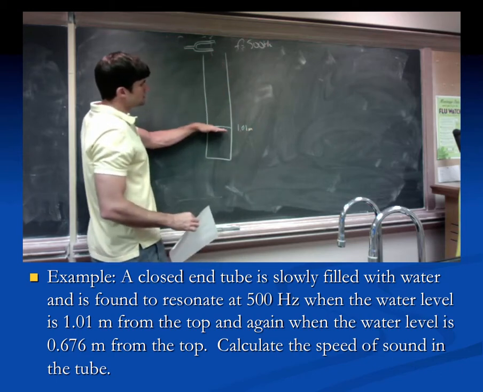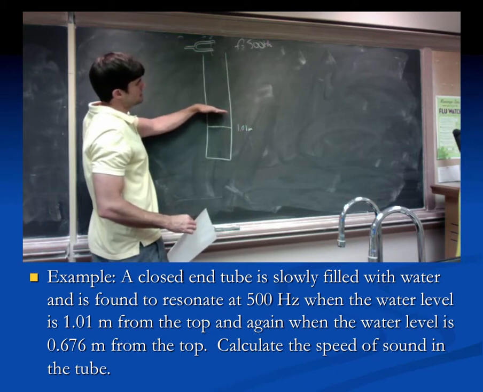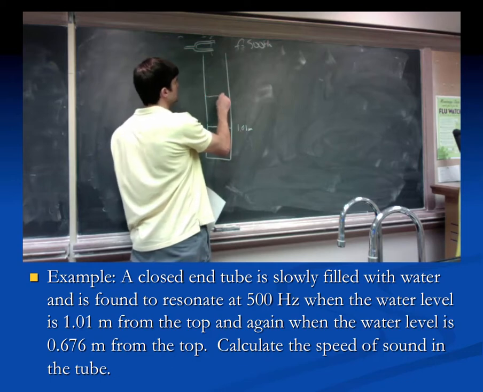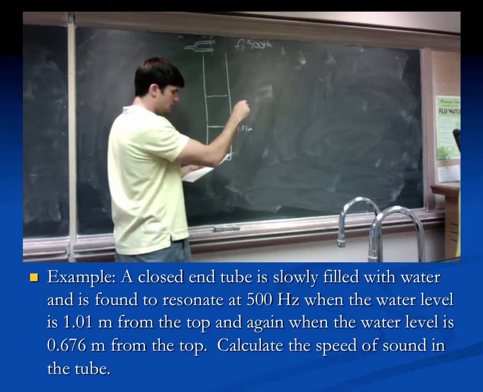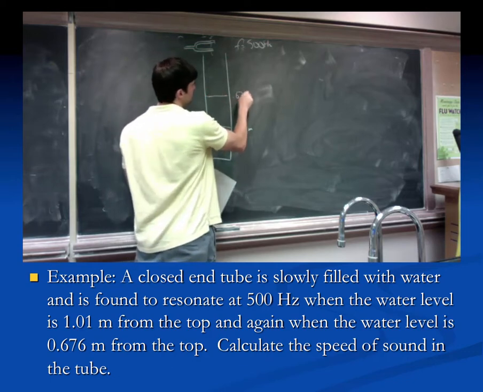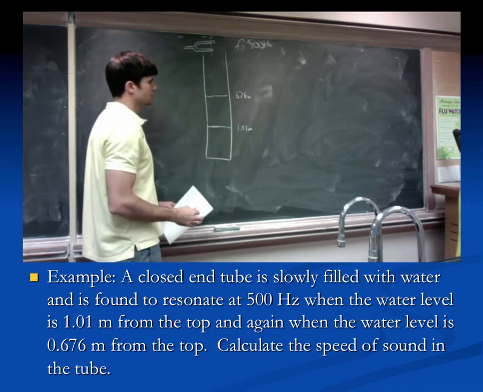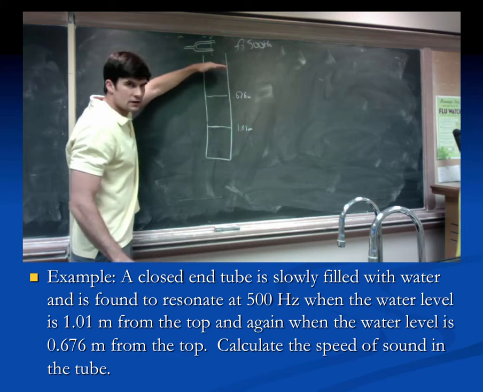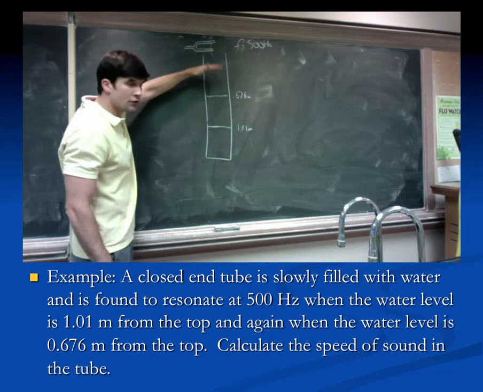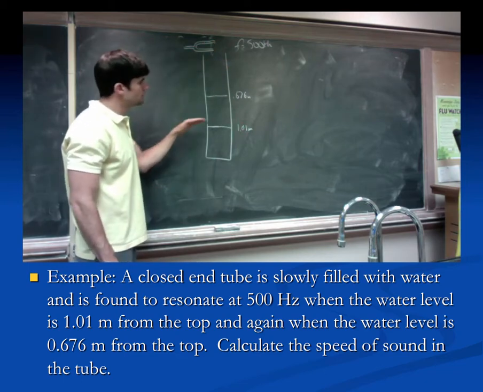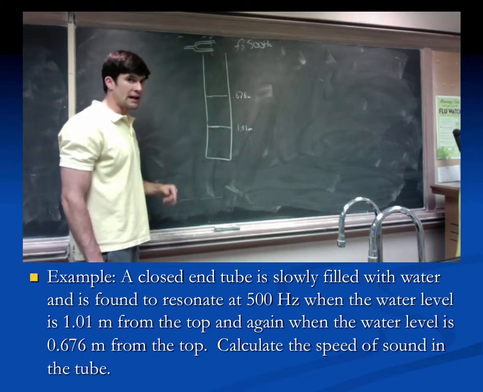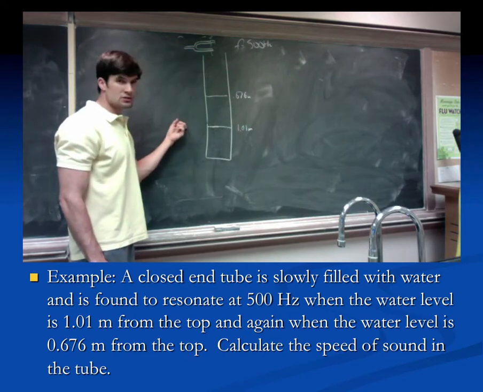Okay, so you continue to increase the water level, decreasing the length of the tube until you find a second point of resonance where the water level is at 0.676 meters. Now you could continue to increase the water level and find probably other points of resonance, but all you need are two adjacent points of resonance in order to calculate the speed of sound in the tube.